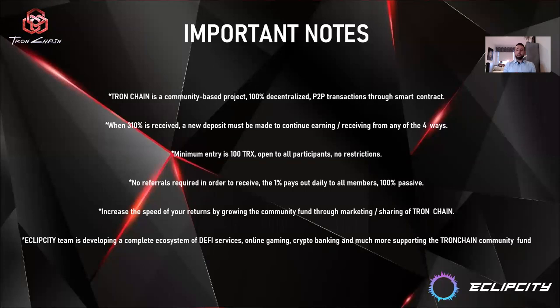It also eliminates any form of possible Ponzi, because in a Ponzi you always have new members paying the old. Whereas in Tron Chain, you have old members paying new, medium members paying old, new members paying old, and everyone supporting everyone. That is the mantra. The minimum entry is 100 Tron, my friends. That is about $3 at the current rate. It is open to all participants, no restrictions. All you need is a little bit of Tron and a Tron wallet.